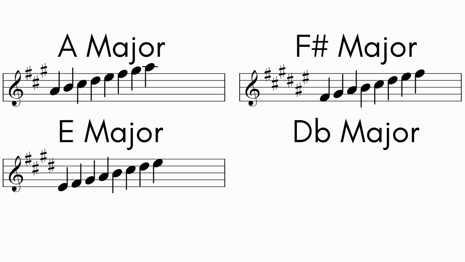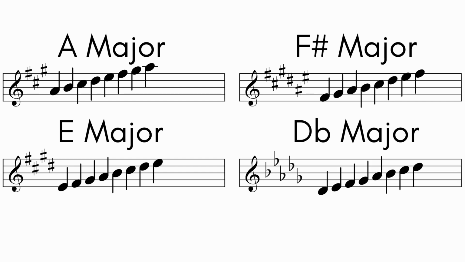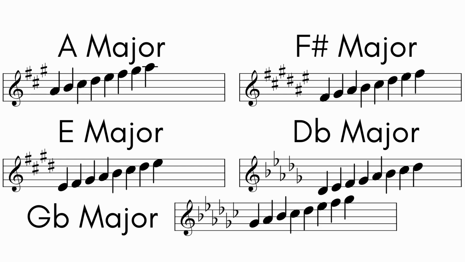The notes in the D flat major scale are D flat, E flat, F, G flat, A flat, B flat, C, and D flat. And finally, the notes in the G flat major scale, which is the enharmonic scale of F sharp major, are G flat, A flat, B flat, C flat, D flat, E flat, F, and G flat. And just like that, we have covered all of the major scales.